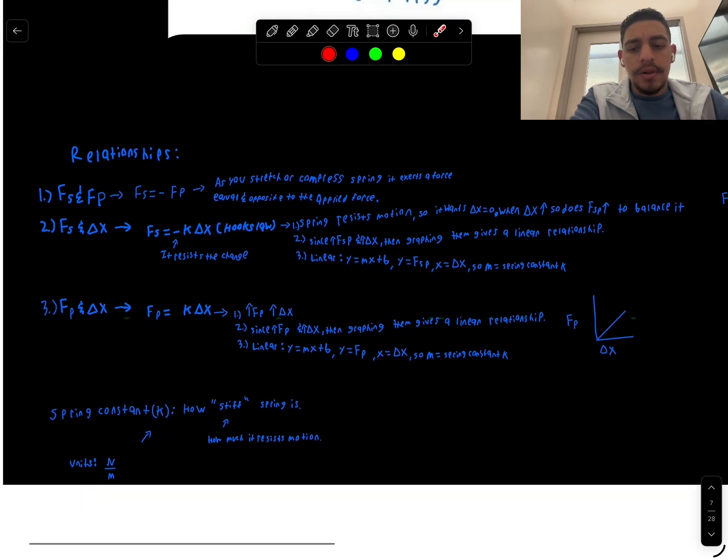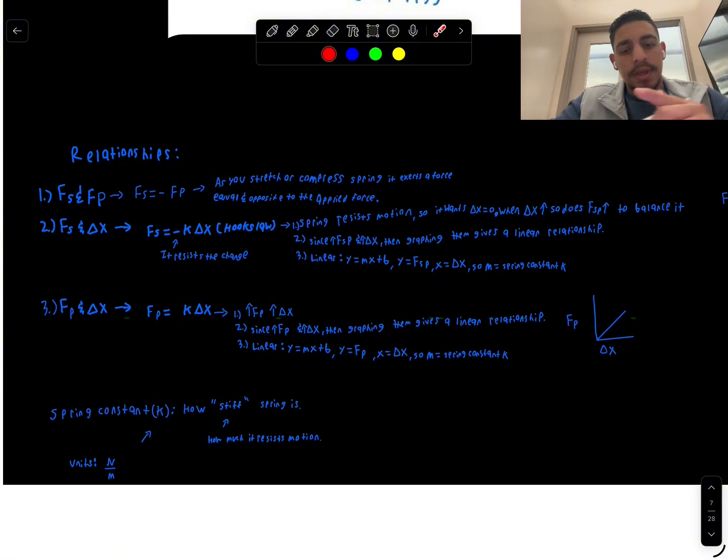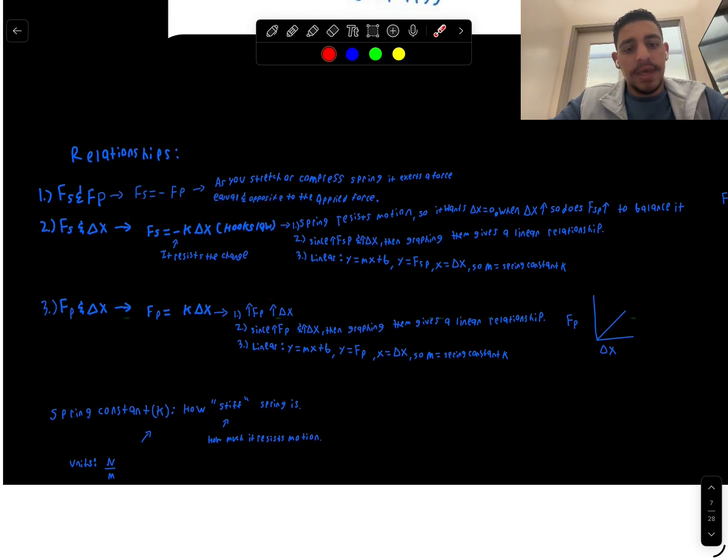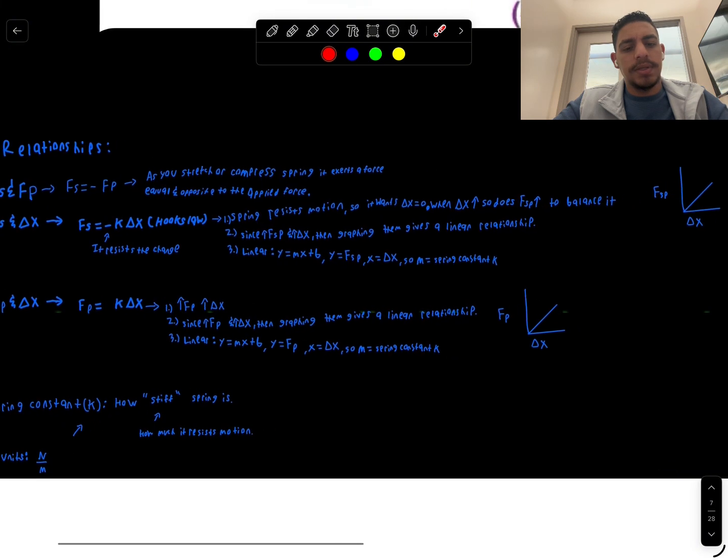What you see as well is between the force of the spring and the displacement of the spring, there's also a relationship. And this is labeled by Hooke's law, which is F_s, which is the spring force, equal to negative k, which is a constant, times delta x, which is the change in displacement. So let's really break down what that means.